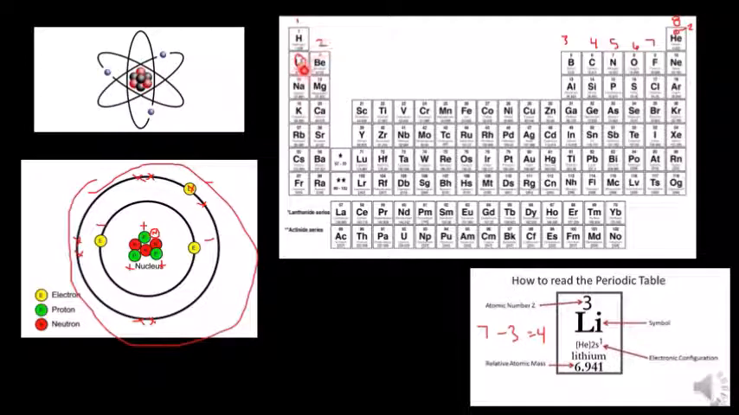So the period tells you how many energy levels or orbits or rings are around that electron, and then the family that it's in will also tell you how many valence electrons, or how many electrons are on that outermost ring, however many rings it does have.